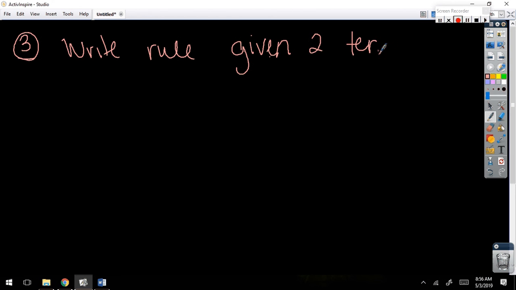Scenario 3. This is the tough one. Write a rule given two terms. I'm going to do you some little steps on the side first. Let's say, I'm going to use the examples out of the book so I know it comes out right. A sub 8 is 21 and A sub 27 is 97. Now remember in my formula, there are two things I need. I need to find the first term and the difference, right?